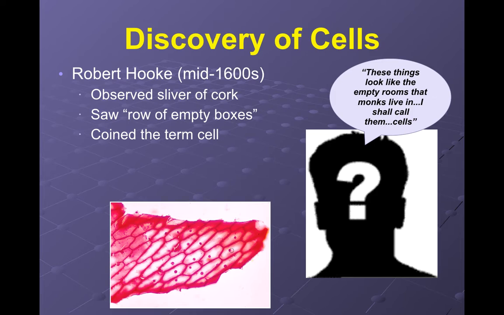In the mid 1600s, Robert Hooke observed a sliver of cork, kind of like what you'd have in wine bottles. He put a sliver of this cork under a lens and saw a row of empty boxes, and he called them cells. He thought they looked like the empty rooms that the monks lived in, which were called cells. So, "I shall call them cells." In modern day, you would say they look like a row of jail cells, just an empty box.